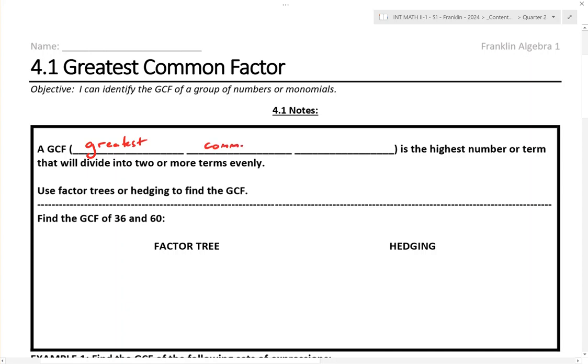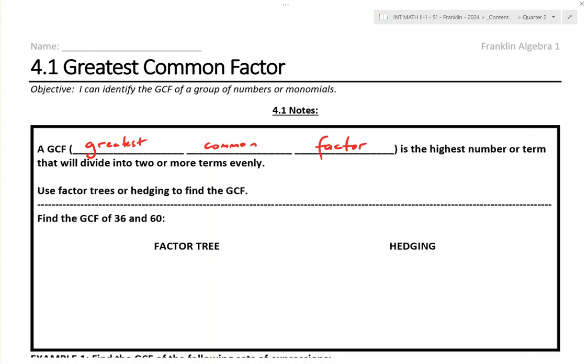common factor, or GCF, is the highest number or term that will divide into two or more terms evenly, so without a remainder and without getting decimals or fractions, so divide evenly.